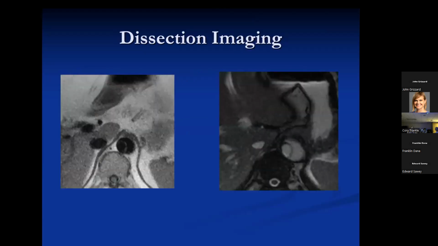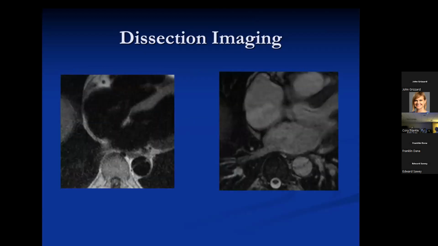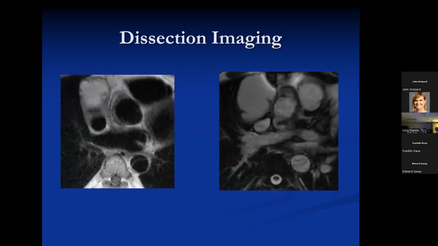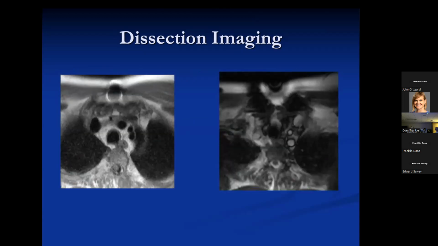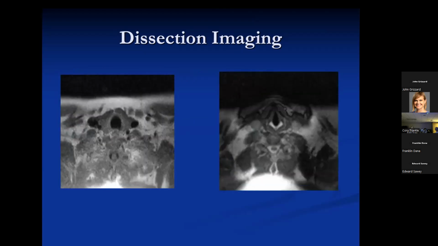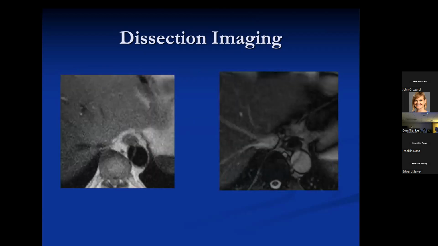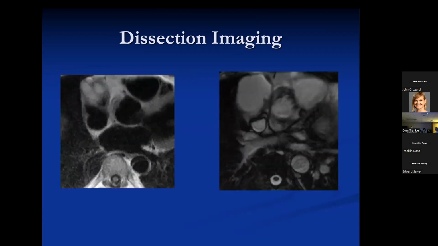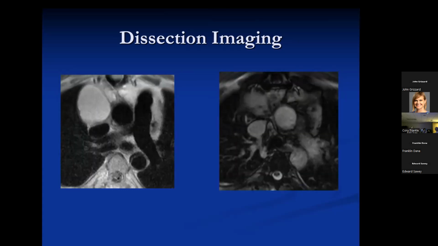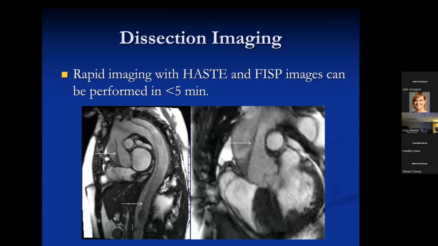Here's what it looks like when you have a dissection. Notice the dissection flap in the descending aorta here, evident on both the dark blood and the bright blood imaging. And in fact, there's a hematoma in the anterior mediastinum, kind of goes by pretty quickly. We'll let it play one more time. But notice the flap is very easily depicted without contrast. And so, renal failure or whatever, doesn't matter. And then in the ascending aorta, there's wall thickening and a hematoma there.